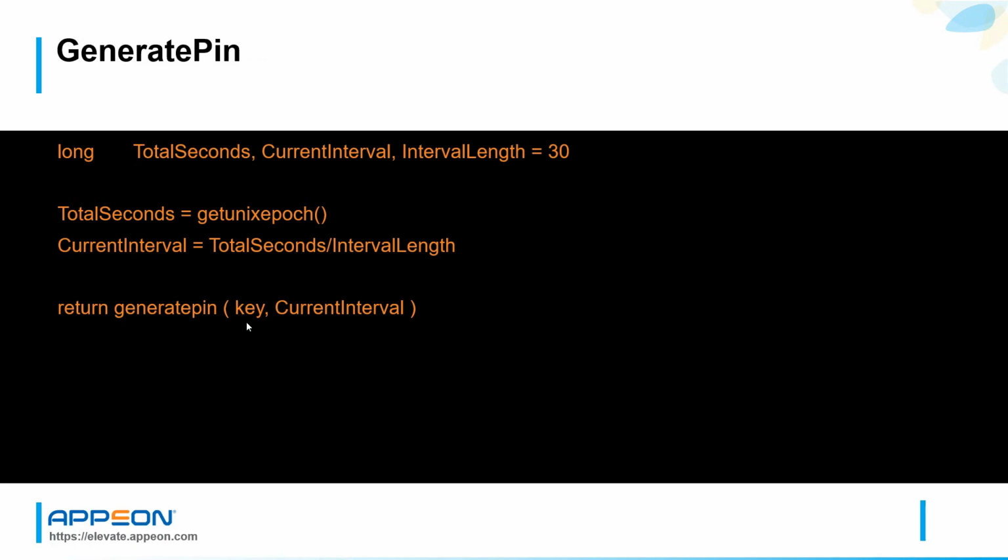Okay, now we want to generate the pin value, because we want to see what the pin value should be and compare it to what the user entered. I have a function I created called get Unix epoch that gets me the current time in GMT in Unix epoch format, and we'll see that in a second. I take that number of seconds and divide by 30 because that's my interval length, and then I have a function called generate pin that generates the pin based on the secret key and the current interval.